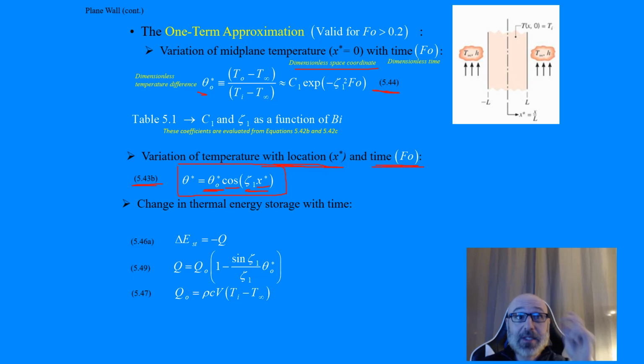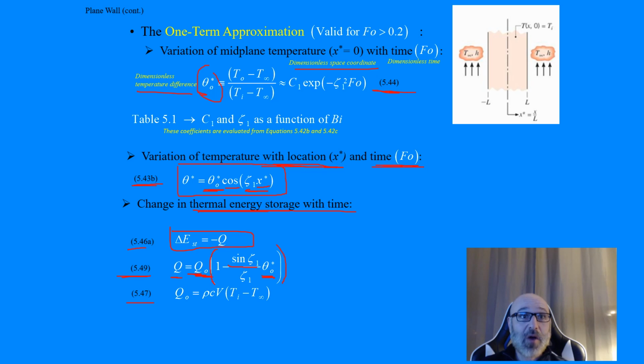Now moving on from there, if we want to take a look at our change in thermal energy storage with time, we have these equations here, 5.46a, 5.49, and 5.47 in our textbook, where 5.46a shows us this delta E, our change in our thermal energy storage, is equal to our negative Q. Well, the question is, what is Q? That's where we can go to equation 5.49 in our textbook and see that Q is equal to our Q naught, times 1 minus the sine of our eigenvalue 1 all over our eigenvalue 1, times now this relationship for our dimensionless temperature difference, which we have this equation for up here in 5.44.